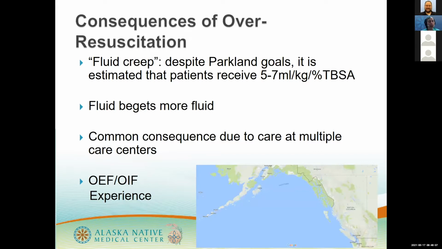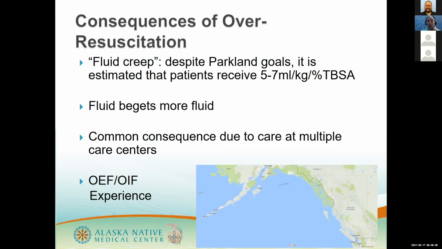So why do we care about decreasing fluids? Well, there are consequences to over-resuscitation. And we find that there's a social phenomenon of fluid creep that despite knowing our Parkland goals or our consensus formula, most patients actually receive 5 to 7 cc's per kg per percent TBSA. So when we accept a large burn patient, I look at what they receive from time of injury for 24 hours, and I calculate pre-hospital fluids, outside hospital fluids, and what they get here at ANMC.